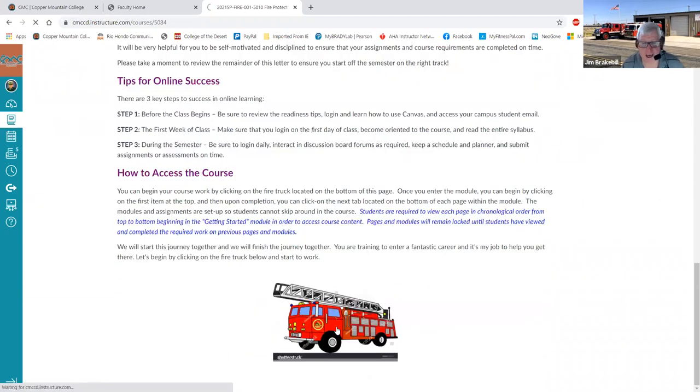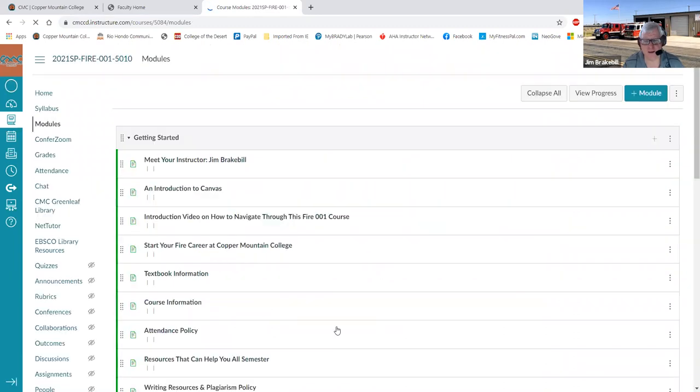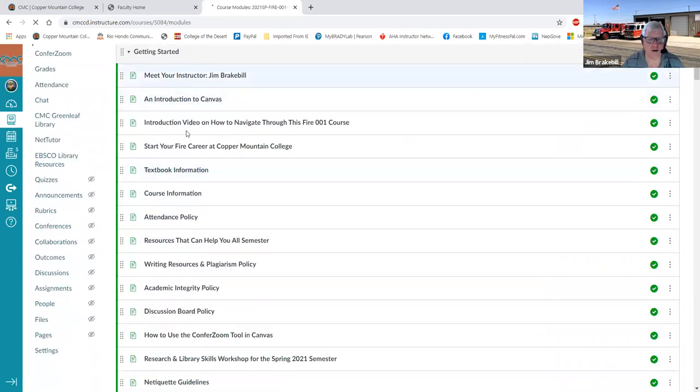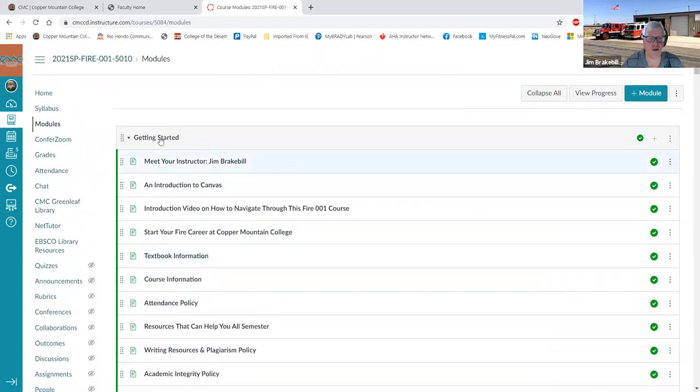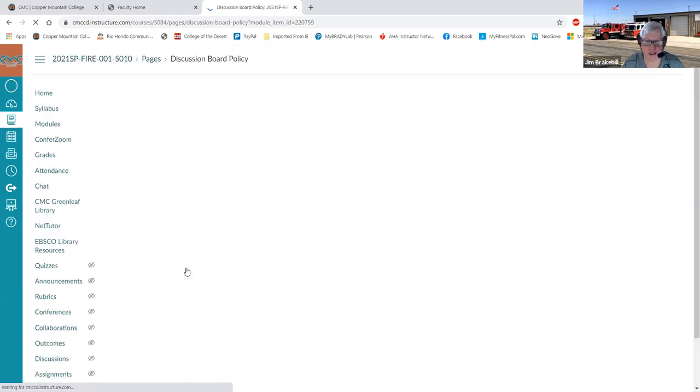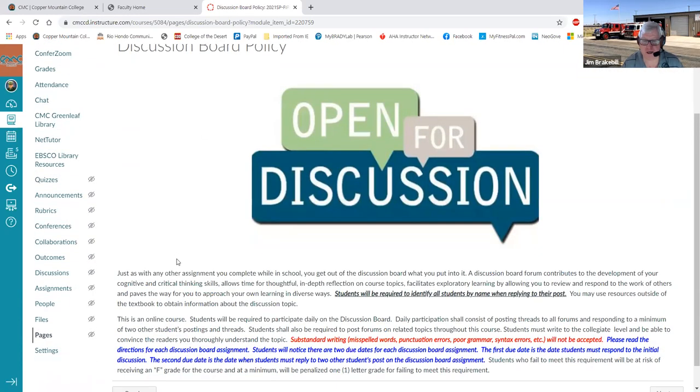To enter the class, you click on the fire truck, and then I wanted to go down and make sure that everybody reads every page. Canvas is set up like a textbook. A module is like a chapter, and within each module are pages. I wanted to go down because there have been several students already that are receiving substandard grades for their discussion board assignments. And then I tell them to go back and read the discussion board policy.